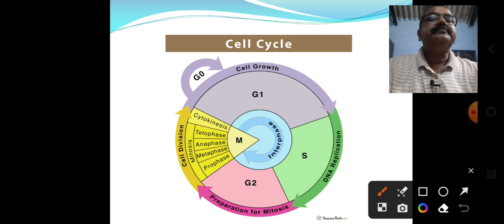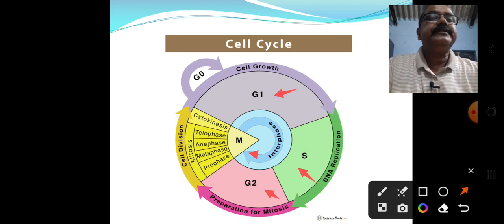The cell cycle is completed in 4 phases. Look into the diagram. The phases are G1, S, G2 and M. The interphase includes G1, S and G2. In the G1 phase, cell growth takes place, the cell grows in size and becomes ready for the next phase.